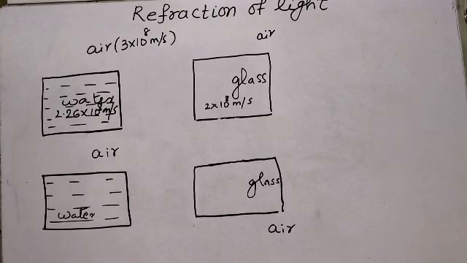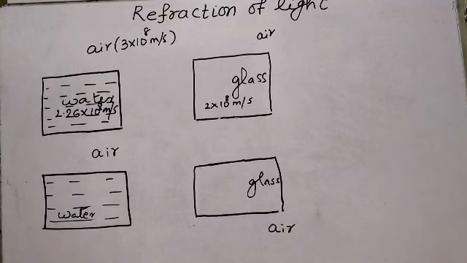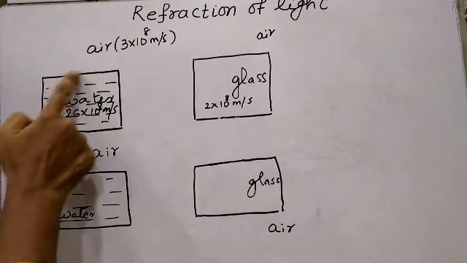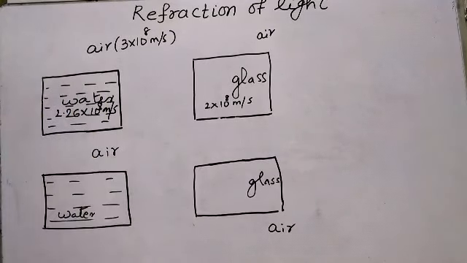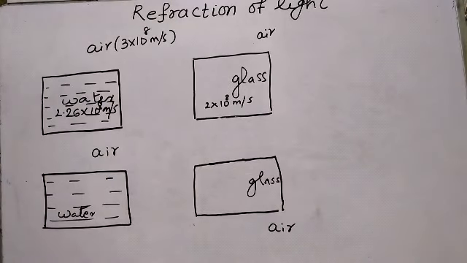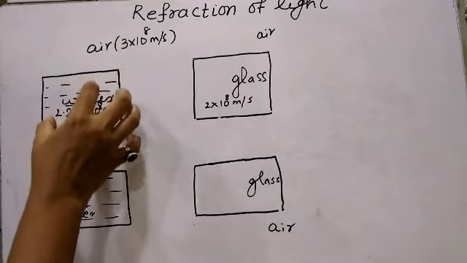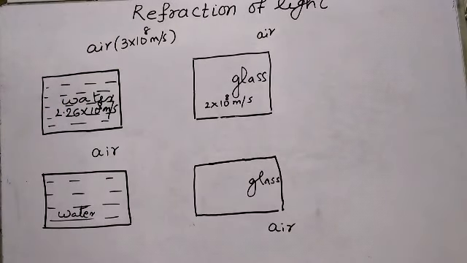Let us try to understand these activities. Now let us consider two different mediums. This is air and this region is water. Now what is a medium in physics? Any substance that carries a wave or a disturbance from one region to another region is called a medium. So air is considered as one medium and water is considered as one medium.